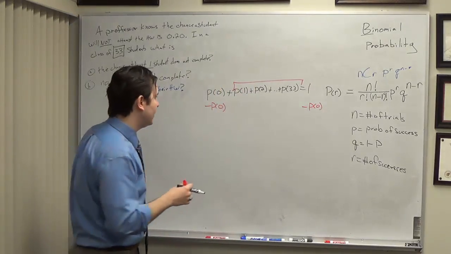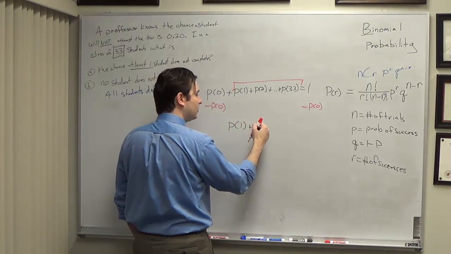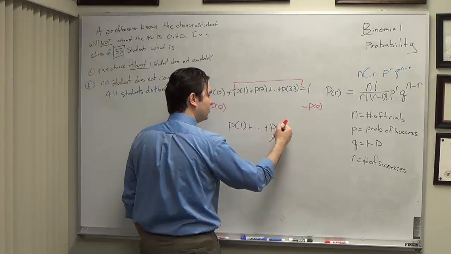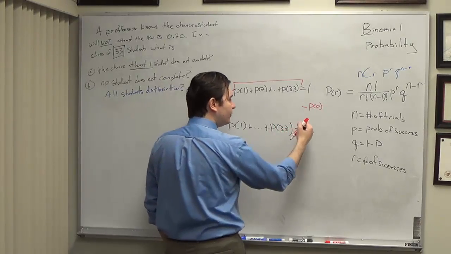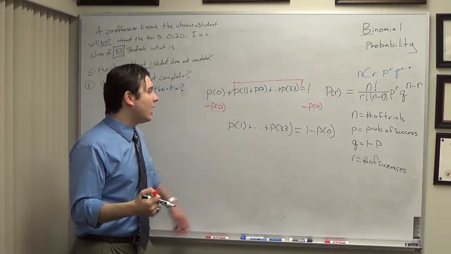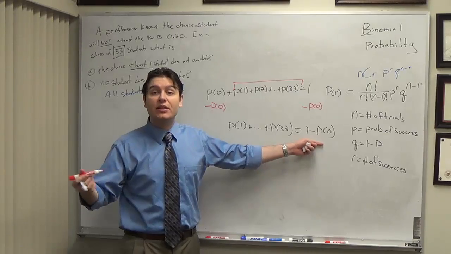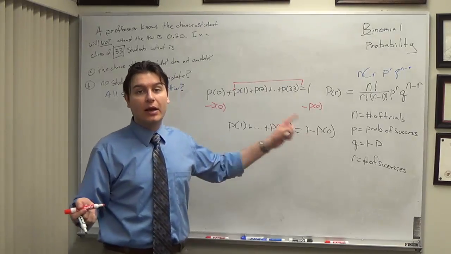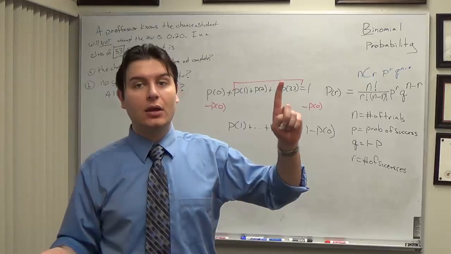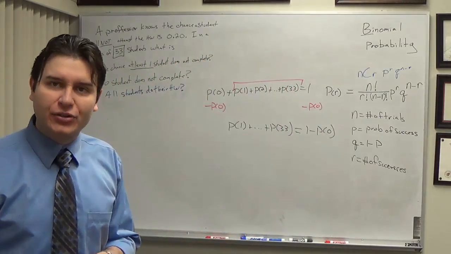I minus from the left, I minus from the right, and that leaves me on the left this number, which equals 1 minus p of 0. I could add 33 numbers together, or I could do 1 minus p of 0. Calculate one binomial probability and do 1 minus that answer. The right side is a lot faster.